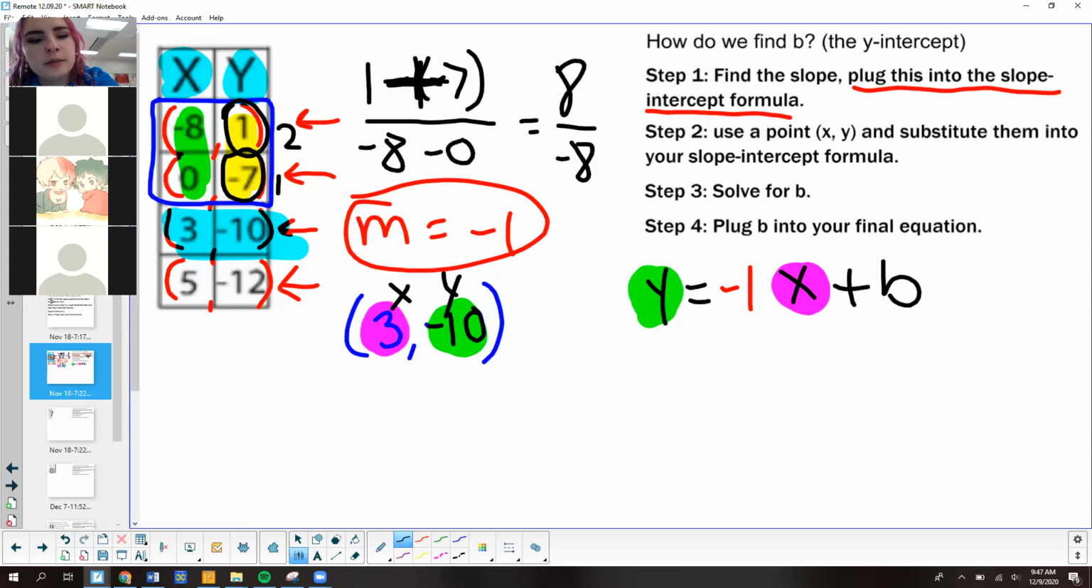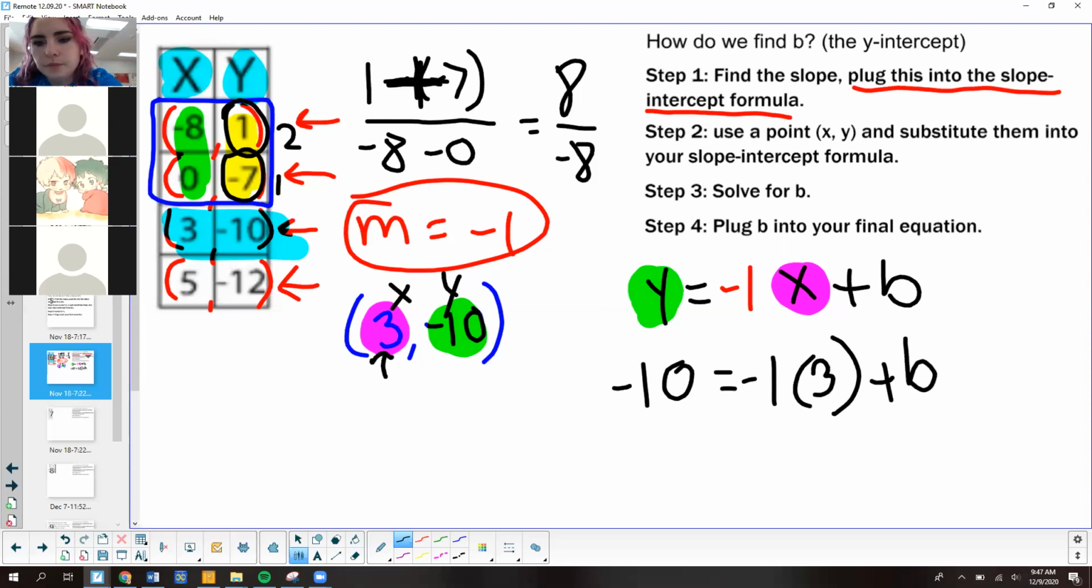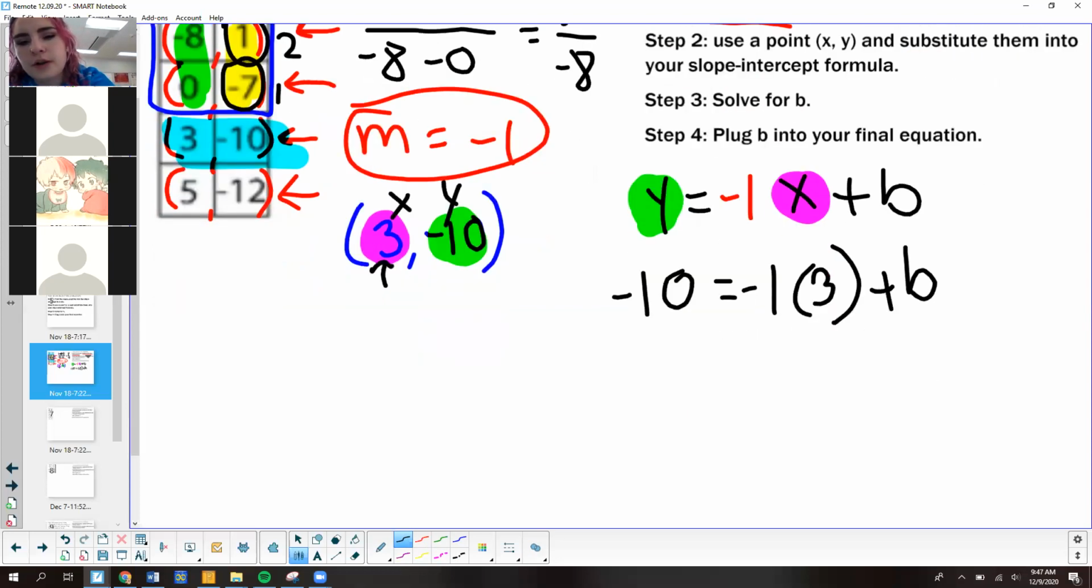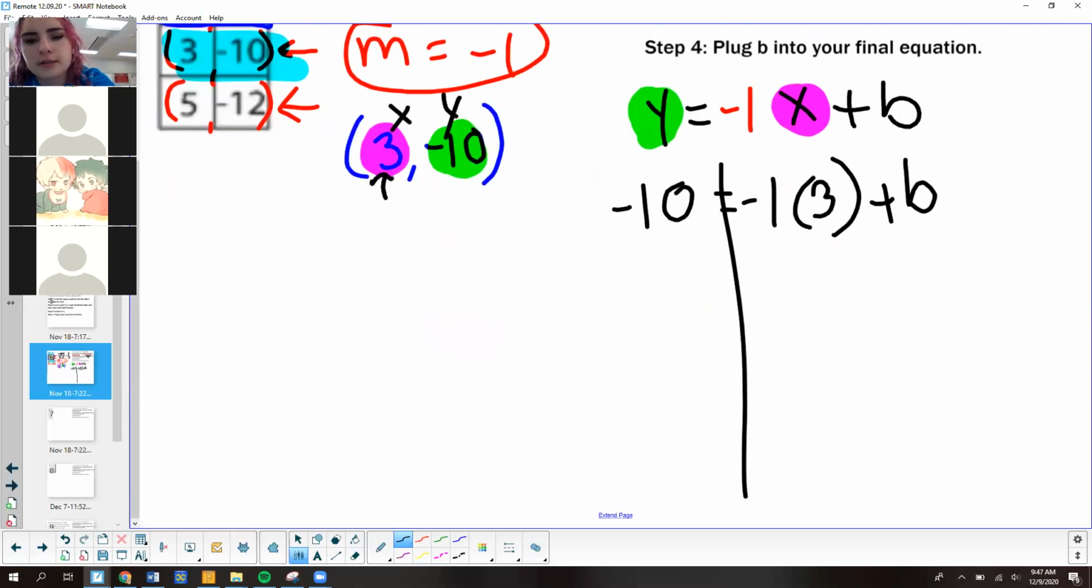All right, so I'm going to plug in negative 10 for y: y equals negative 1 times, and then remember I'm plugging in 3 for x, plus b. I'm going to draw my line down the middle. This goes back to our algebra unit. I say this every time. Can't do anything with that negative 10 yet, so I'm going to bring it down, because over here, if I simplify, I get negative 1 times 3, which gives me negative 3 plus b.